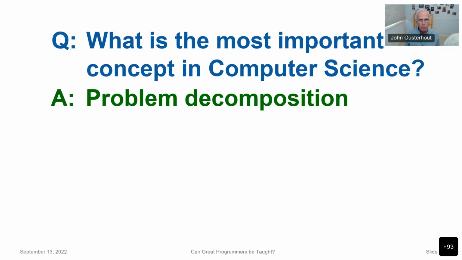How do you take a big problem and chop it up into pieces that you can solve, ideally, relatively independently? And this idea threads its way through all of computer science. So layers of abstraction is one way, for example, of doing problem decomposition.